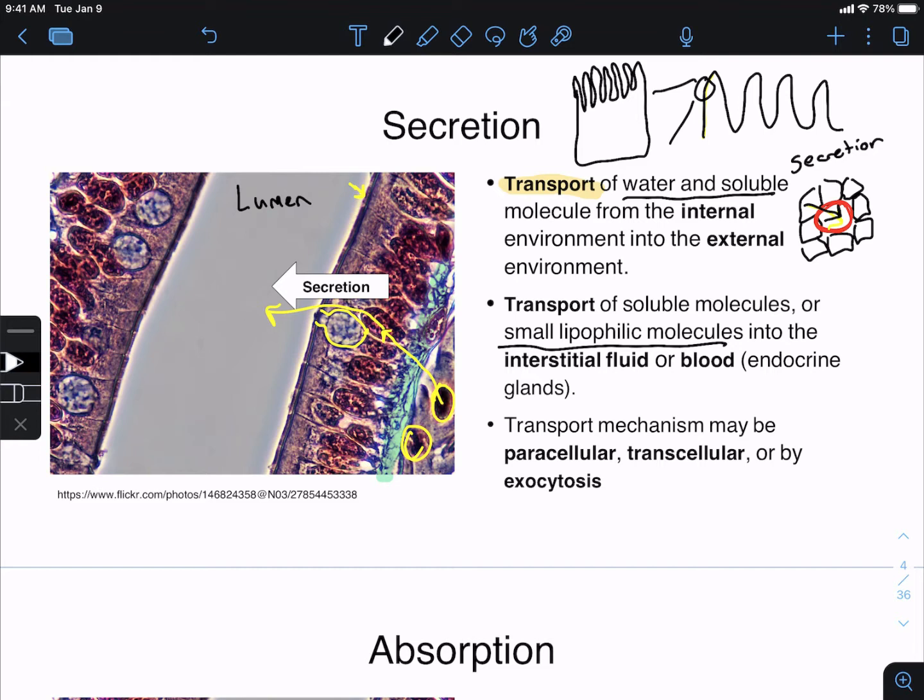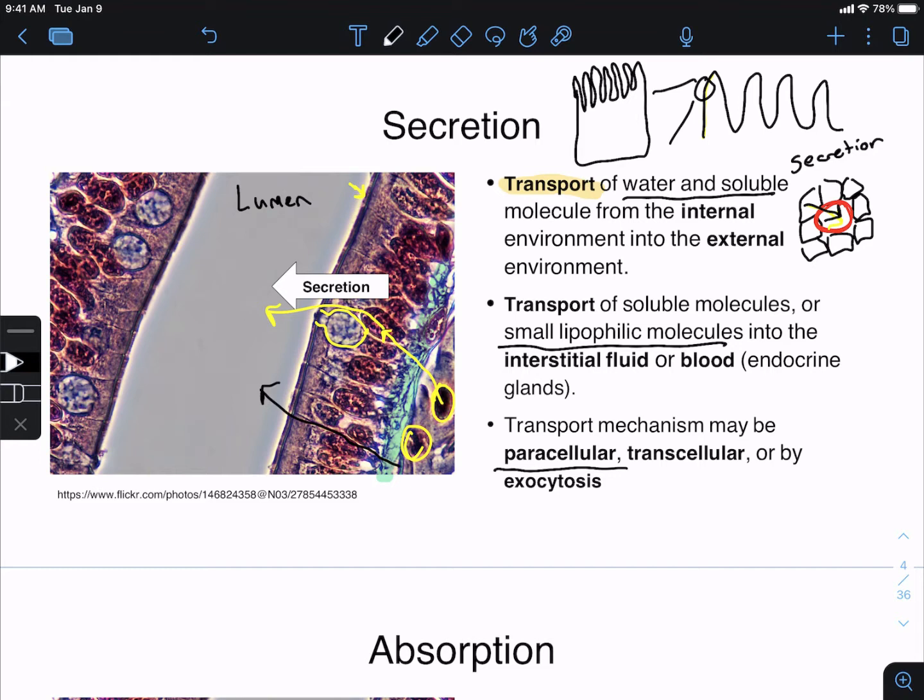Larger molecules have a difficult time, and so molecules such as triglycerides actually need to be broken up to small fatty acids and glycerol before they can get through the membrane due to size. And then last but not least, we can also transport paracellularly. This is a less common way of transport in the intestines, but it does happen.